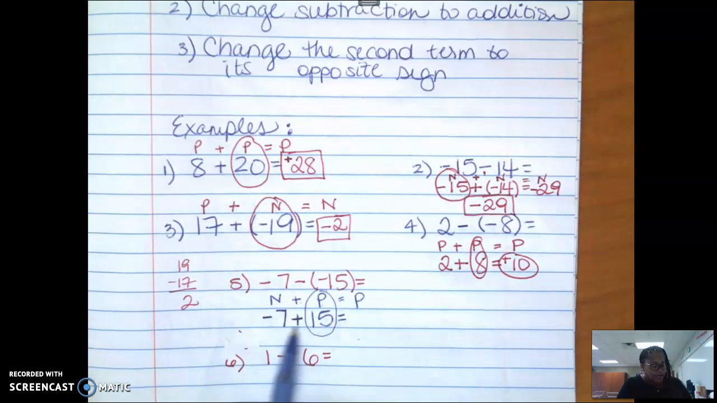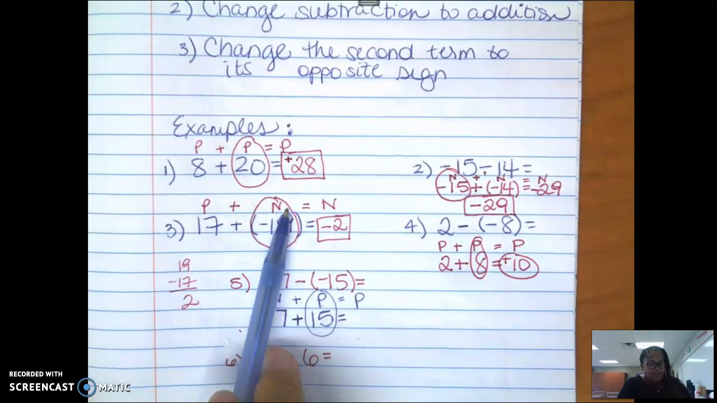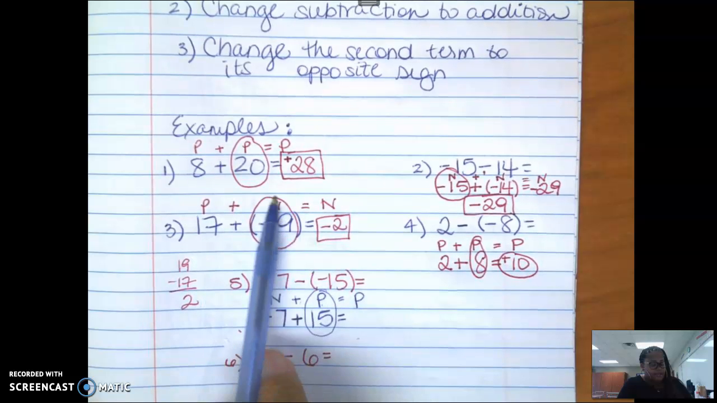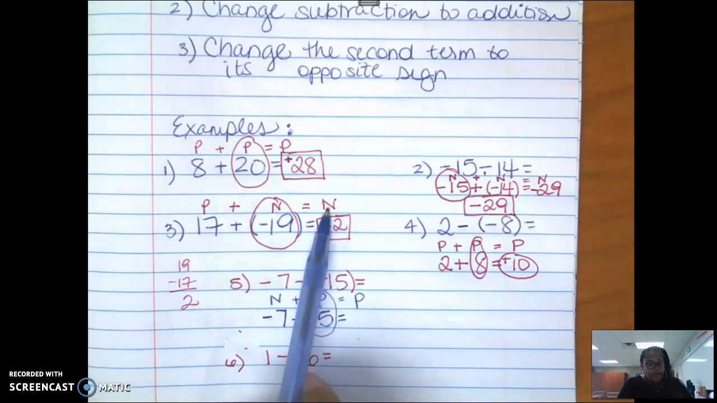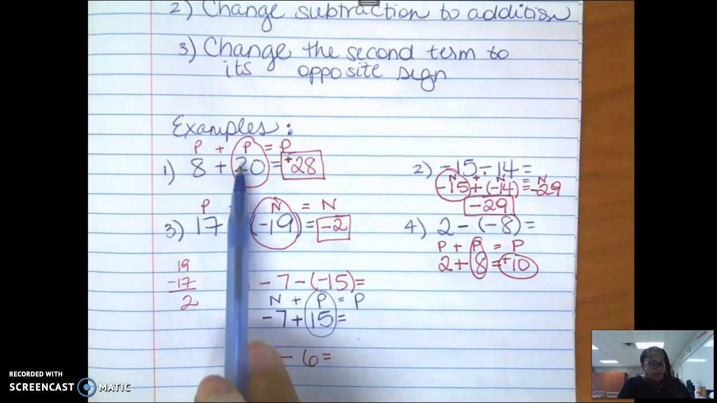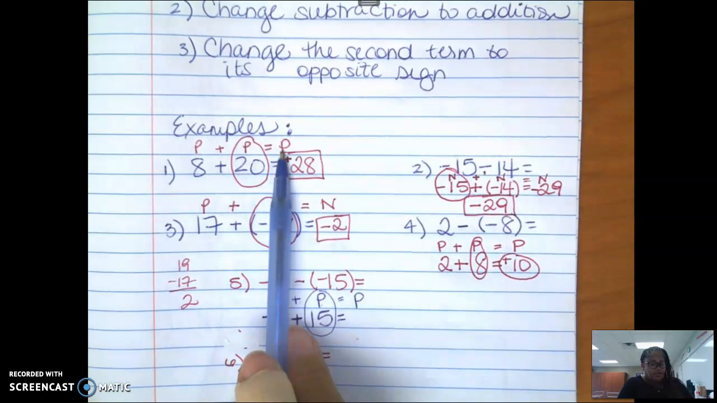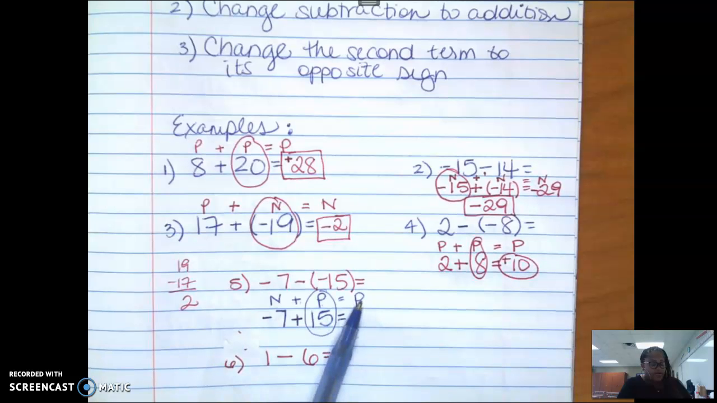These signs do not always apply to addition and subtraction. I'm only doing this in relevance to this particular problem. The reason why I wrote P plus N equals N is because I circled this N. This is my greater number, so therefore my answer is going to be negative. Over here I've got positive plus positive. This is my greater number. My answer is going to be negative. Down here, my greater number, my answer is going to be positive.